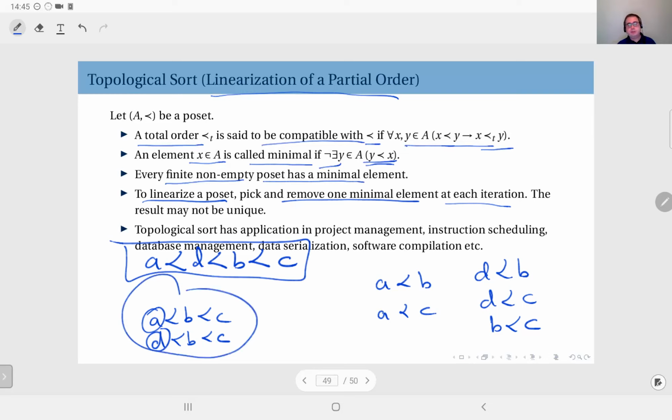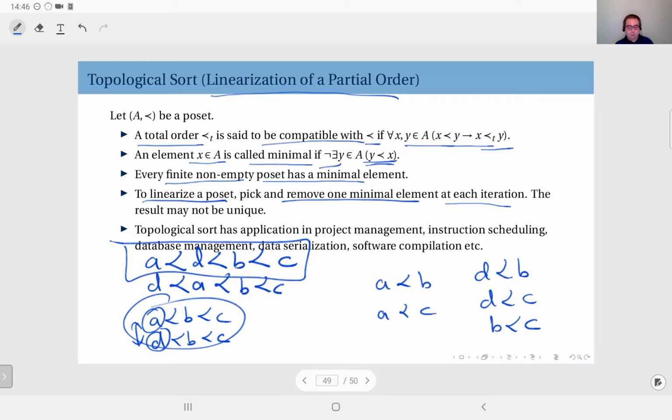But you see, this is not unique. In the first step, I had selected A because I had two options. I could have selected D, then removed D. What remains is A, B, C, and the minimal among those is A, and then B, and then C. This is also a total order that is compatible with my partial order. So topological sort doesn't give you unique results in every implementation.